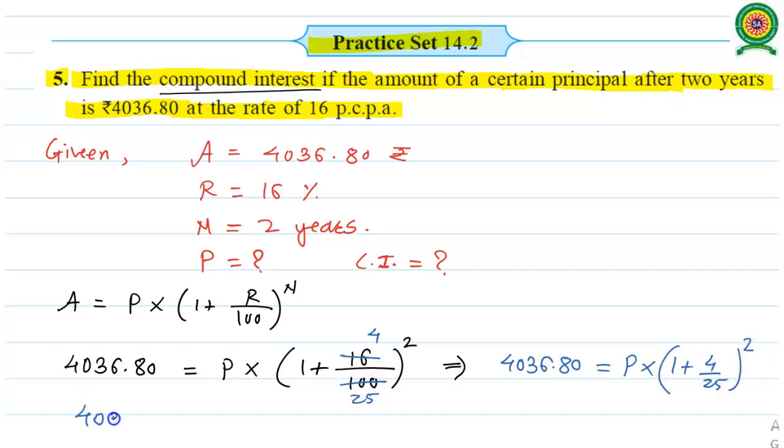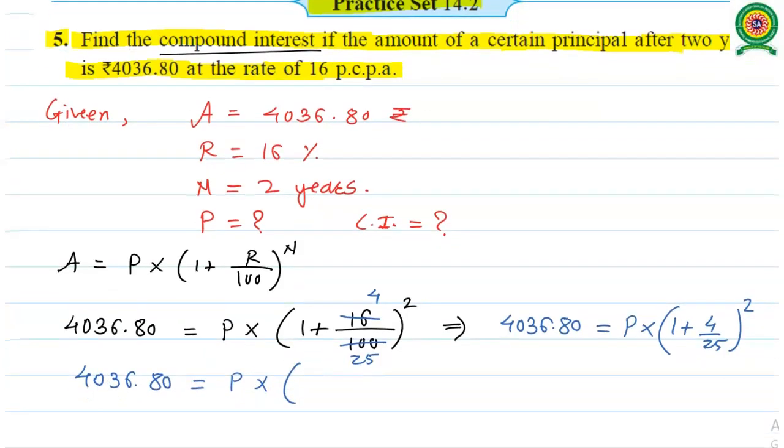So let's make the cross multiplication in the bracket. Keep in mind it is a linear equation in one variable. Actually here P is the variable, we have to evaluate the value of variable P. Let's make cross multiplication: 25 ones are 25 plus 4, we are getting 29 divided by 25 the whole square. Now let's separate out the square of the fraction, that means the numerator as well as the denominator. We are getting 4036.80 equals P into 29 square we have 841, while 25 square we have 625.